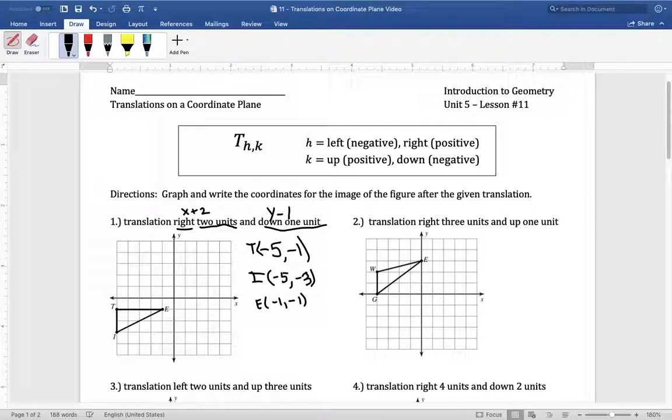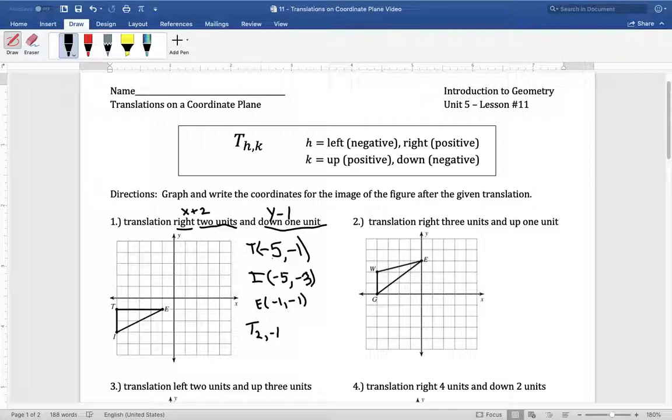Another way to write this would be capital T of positive 2, negative 1. If you see something like this, capital T, it's not the same as the letter T for this point, it's a translation. And when you see something like 2, negative 1, this means we're going to add positive 2 to the x and subtract 1 from the y. So these points will now have 2 added to all the x's and 1 subtracted from all the y values.